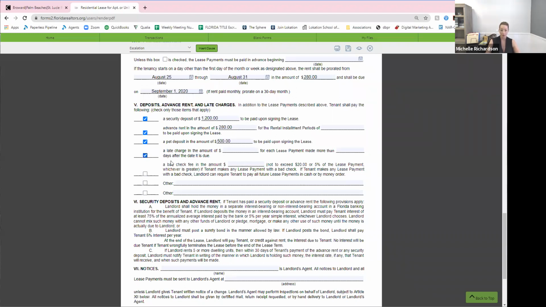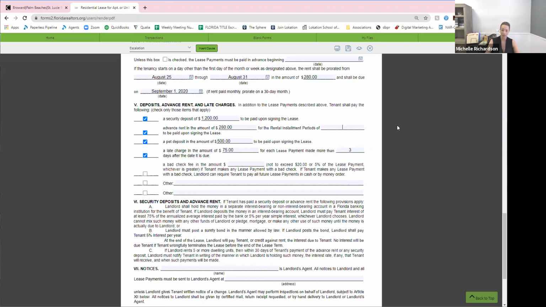If there's any late charges in the amount of, and let's just say $75 for each lease payment made more than 5 days, 7 days, whatever you guys want, 3 days. You could do 3 days because you could do the 3-day notice for evictions if that's something you want to coordinate together.